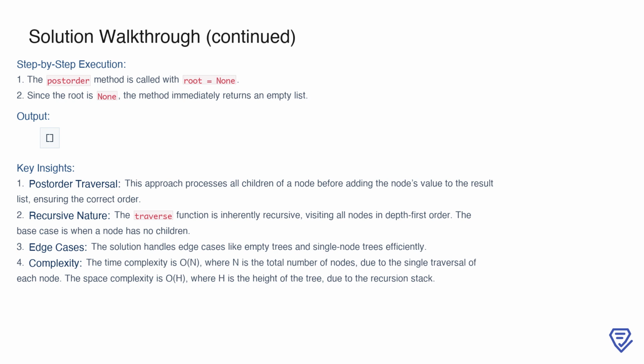In the case of an empty tree, the root is none. When the postorder method is called, it immediately checks if the root is null. Since it is, the method skips all further processing and directly returns an empty list. This straightforward handling of the edge case ensures that no unnecessary computations occur when there are no nodes in the tree. The output in this case is simply an empty list. This demonstrates how the solution gracefully handles an edge case where no traversal is required.